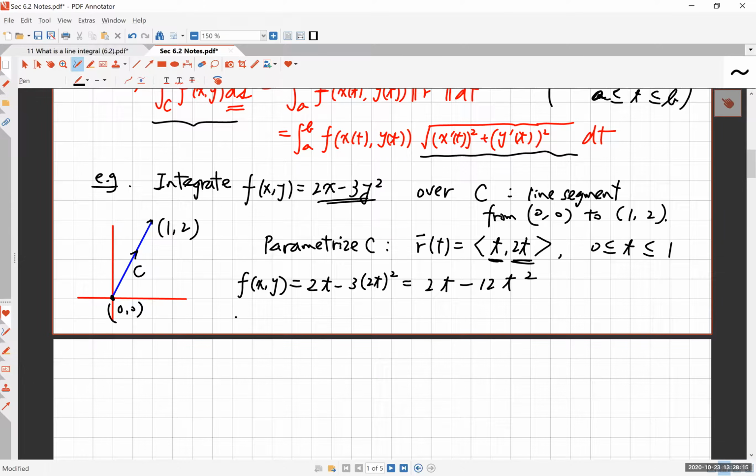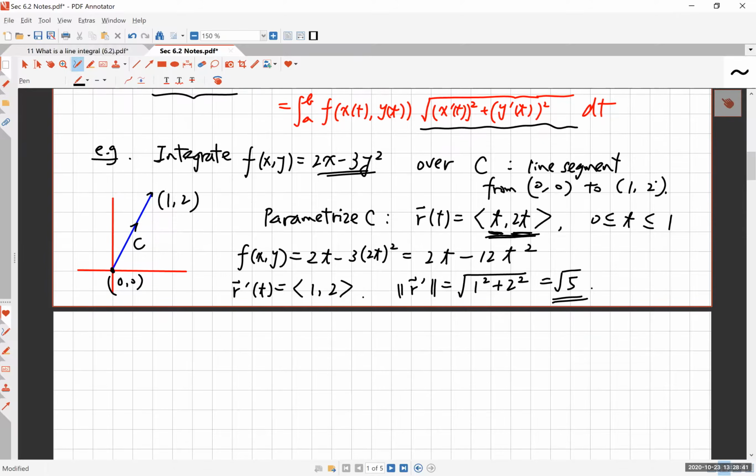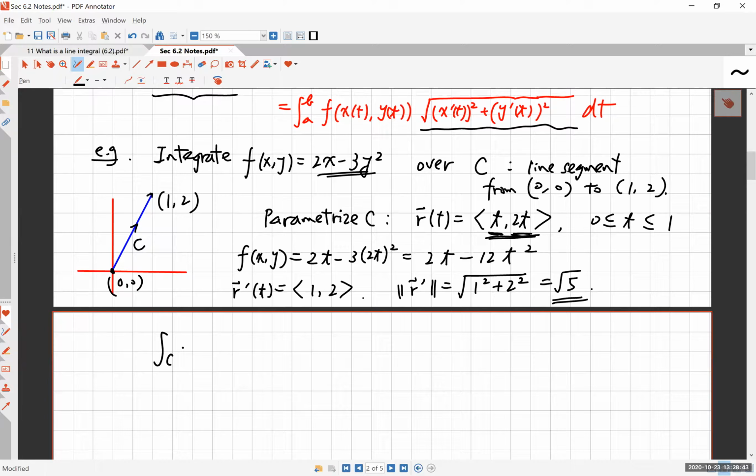Now I need one more thing. I need to find the velocity function for this parameterized curve. Because the parameterization is (t, 2t), the derivative is (1, 2). Man, that's really easy, right? And so what's the speed? The norm, or magnitude, is the square root of 1 squared plus 2 squared, which is the square root of 5. This is something that we have to include in finding my integral.